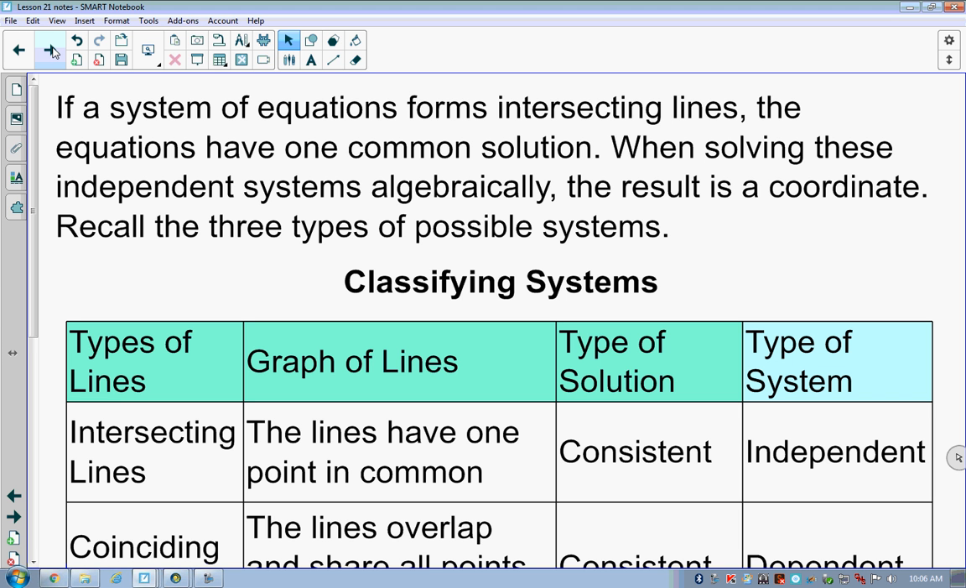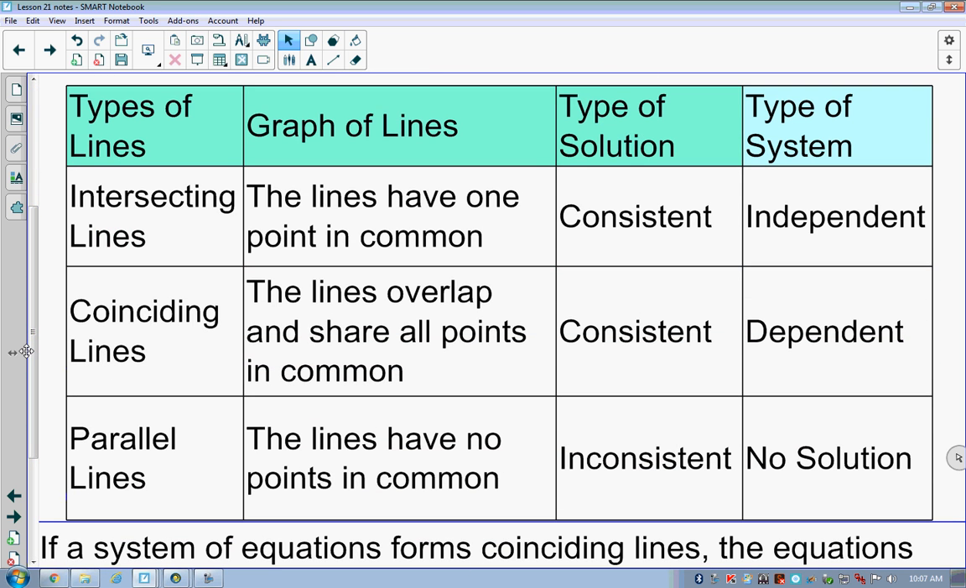So we want to recall that there are 3 types of possible systems, okay? Either they cross, they're parallel, or they're the same line. Those are the 3 possibilities. So we have intersecting lines, coinciding lines, which means that they're the same line, and we have parallel lines. This is actually a pretty handy chart. Every time we cover something like this, they give me the chart, but they do it differently. I like this chart about the best, because it breaks it down into the 3: consistent independent, consistent dependent, inconsistent. In this sense, parallel lines means no solution.